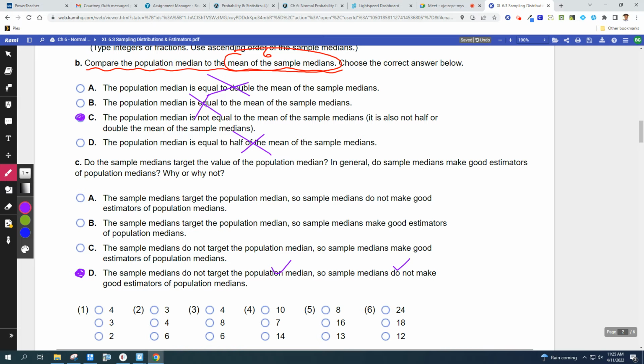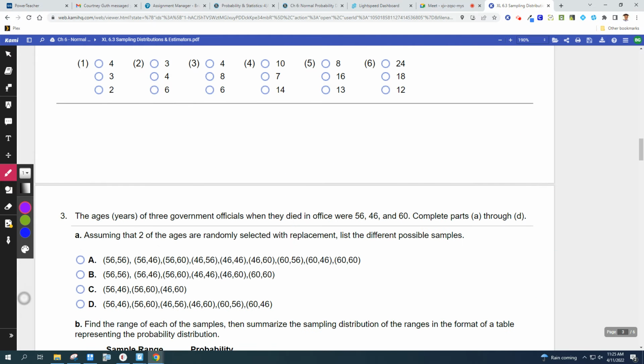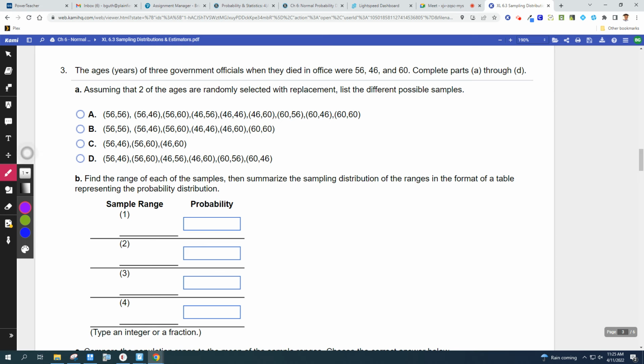I think it's tough to understand what to do there, but now you got it. Okay.